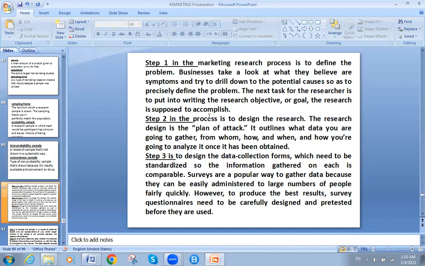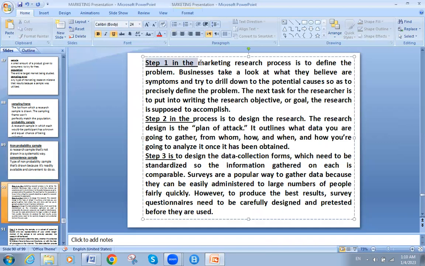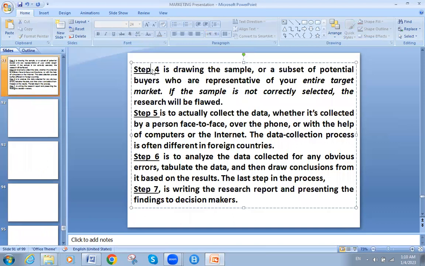Again, I will talk about the marketing research steps here. Step 1 of the marketing research process is to define the problem, like we said before. Step 2, to design the research, see how it will be, and so on. The third step is to design the data collection, which needs to be standardized. How we will collect the data, right? Okay. Step 4 is drawing a sample.